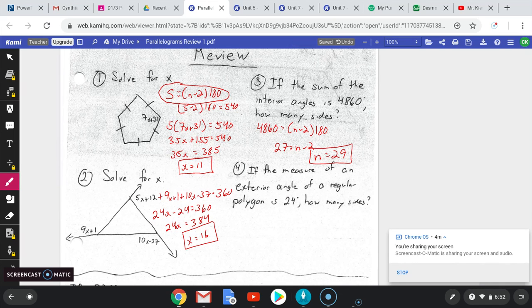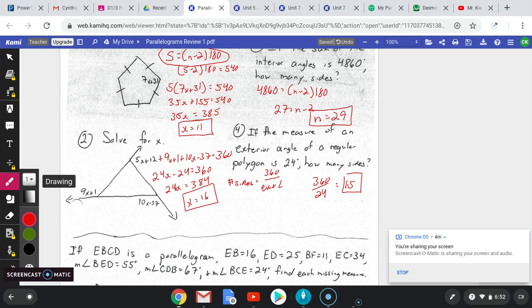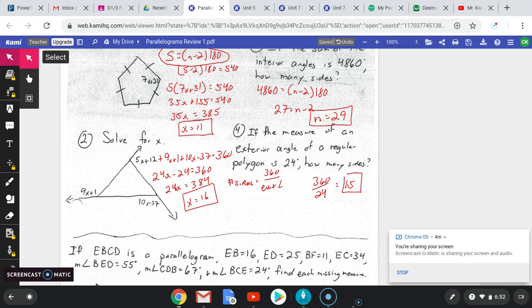Number 4 is not the most difficult one. It says the measure of an exterior angle of a regular polygon is 24. How many sides does this figure have? Remember, there's a formula that says the number of sides is equal to 360 divided by the exterior angle. So all I have to do is take 360 and divide it by 24, which gives me 15 sides, not degrees. So you're going to have a few problems like that to deal with on your graded assignment.